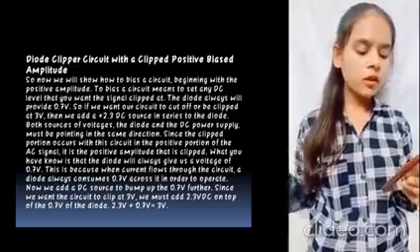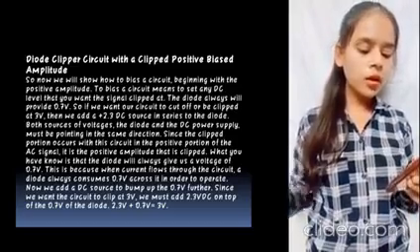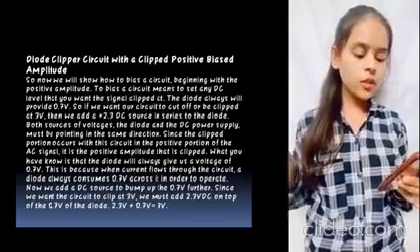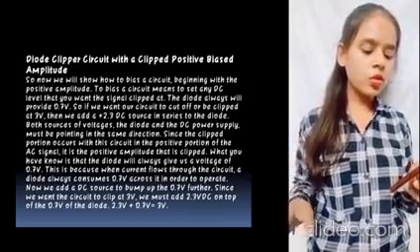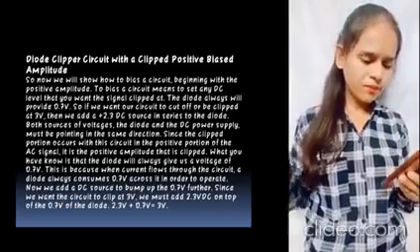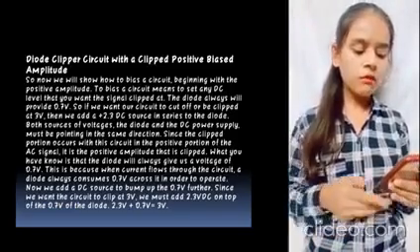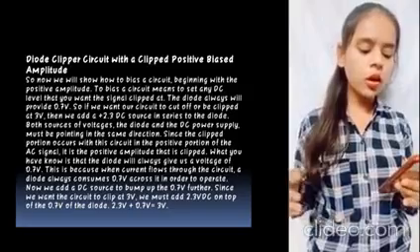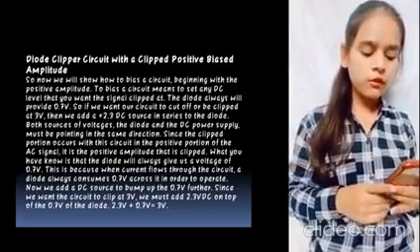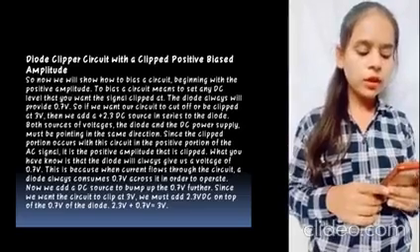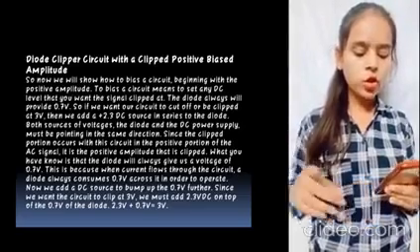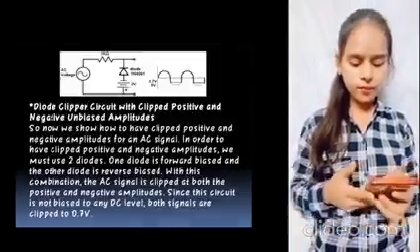This is because when current flows through a diode, it always consumes 0.7 V across it in order to operate. Now we will add a DC source on top of that 0.7 V. Since we want the circuit to clip at 3 V, we must add 2.3 V DC on top of the 0.7 V of the diode.